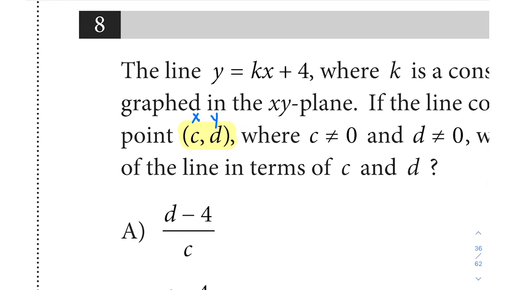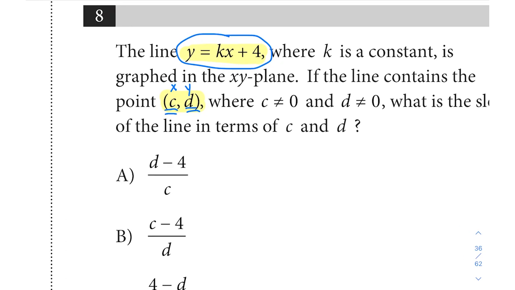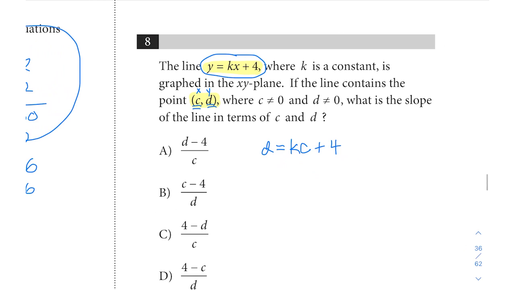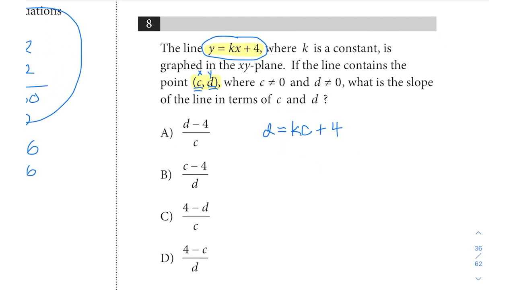And so if you ever have a coordinate given to you and the equation of a line in terms of x and y, I want our first instinct there to be to plug that in. So we're going to put a c in place of x, we're going to put a d in place of y, and we're just going to rewrite this equation. And so when we do that, we'll have d equals k times c plus 4. So that's step one, and that I want us to do instinctively anytime we see that.